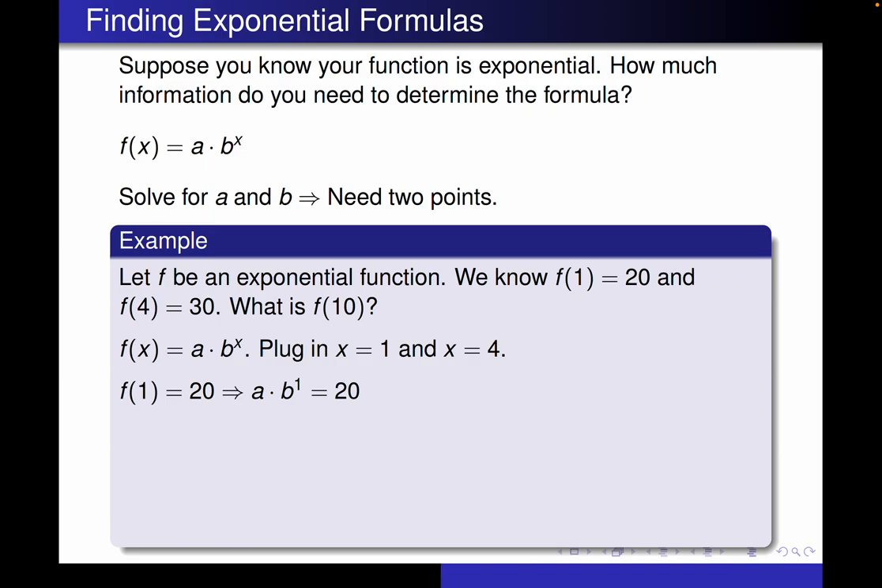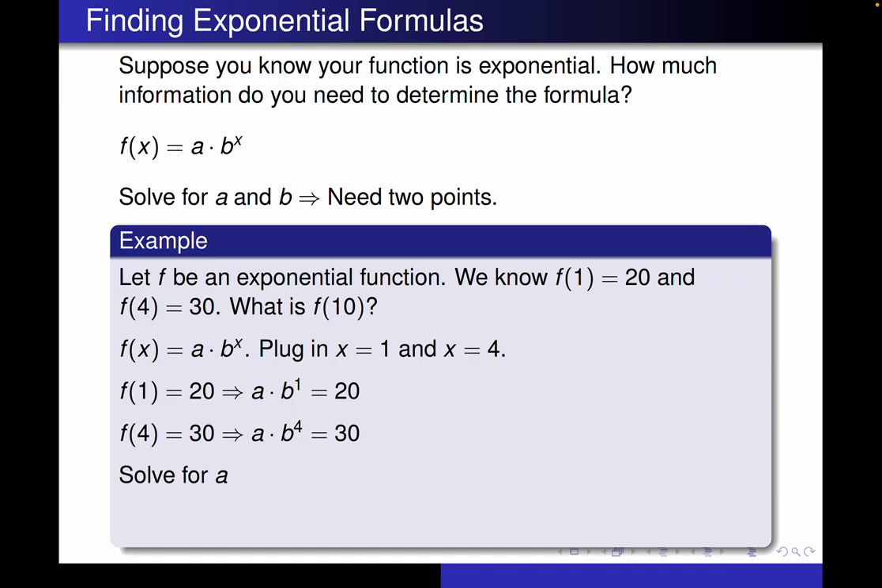If we play the same game with x equals 4, we get f of 4 equals 30, which is given in the problem. And if we plug that into the formula, we get a times b to the 4, which then has to be equal to 30. So now we have two equations and two unknowns. We can use all those techniques from systems of equations from algebra that we've learned before.